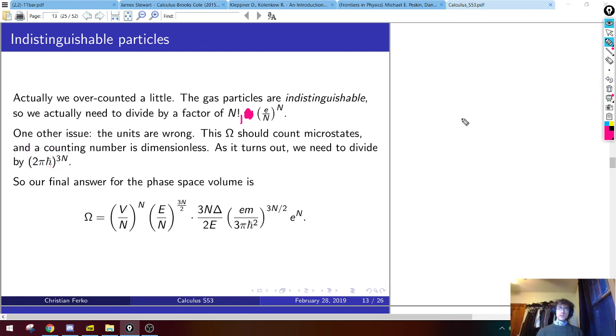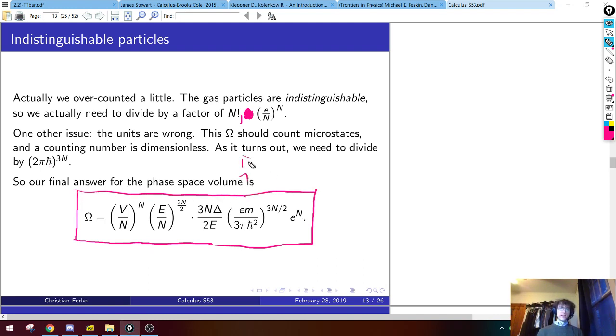So, final answer. This is the phase space volume associated with the ideal gas of energy E in a box of volume V. It looks like a terribly complicated formula, but this is where all of the physics of the ideal gas comes out. All we need now is a bridge. Remember, this is counting microstates. We just need a bridge between this and a macroscopic quantity like pressure and volume in order to extract the ideal gas law, which I'll show you shortly.